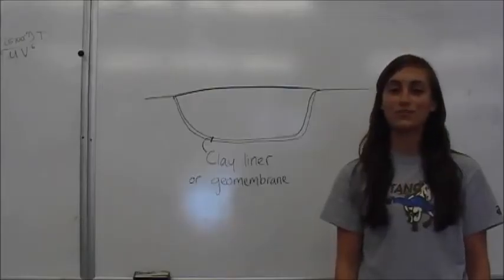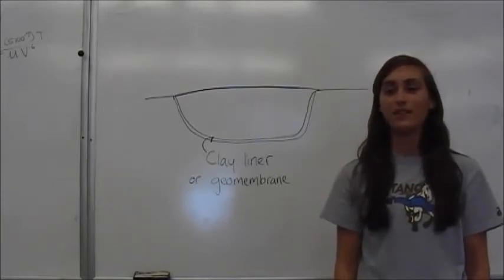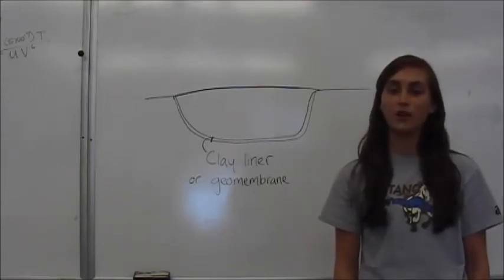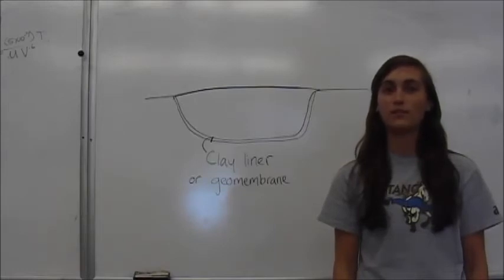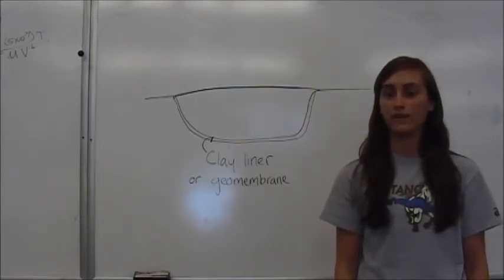One way diffusion is relevant to hazardous waste is in hazardous landfill design. A clay liner or a geomembrane must be used to line the ground before filling the landfill because these have a very low permeability, so very little diffusion will occur through the liner.